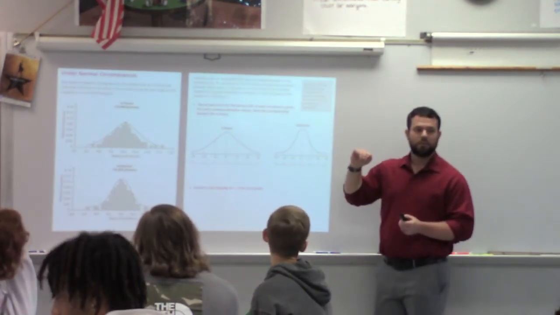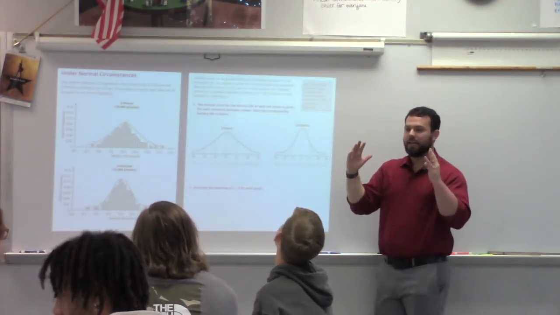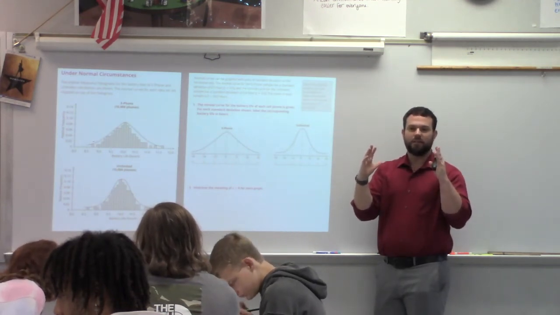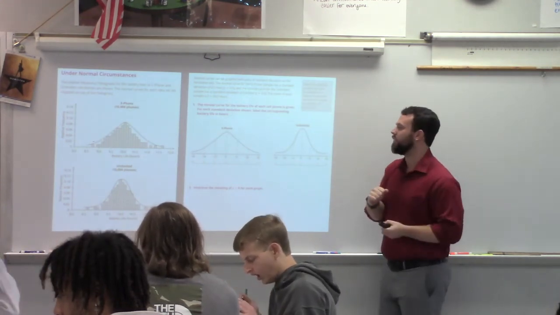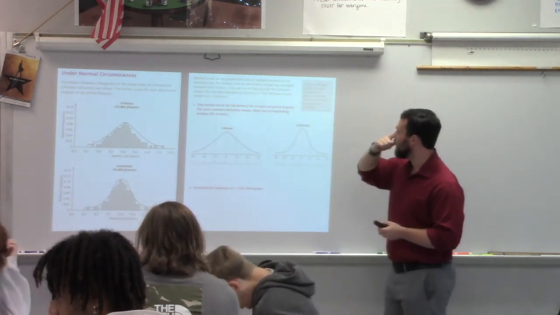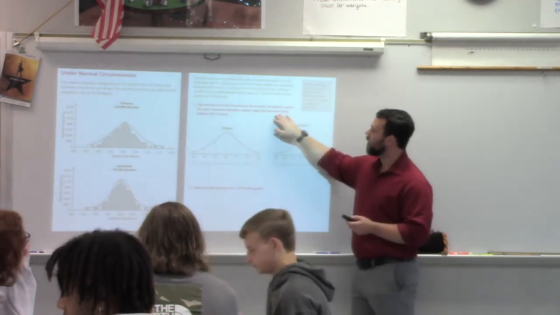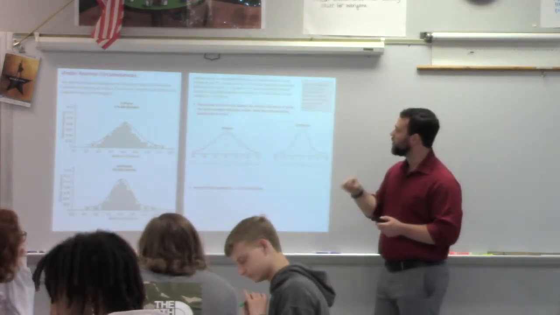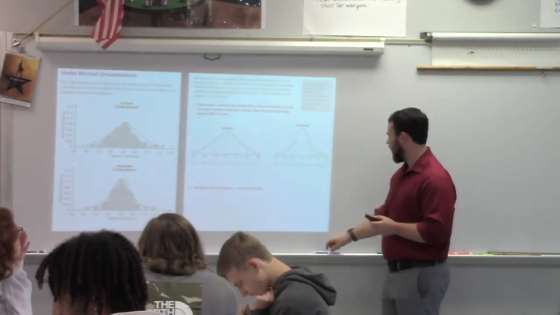The peak is slightly higher. The data is a little bit more compressed because it has less variability, less spread. It has a smaller standard deviation. Okay, so the mean of each sample is 10 hours. And so the normal curve for the battery life of each cell phone is given. For each standard deviation shown, label the corresponding battery life in hours.